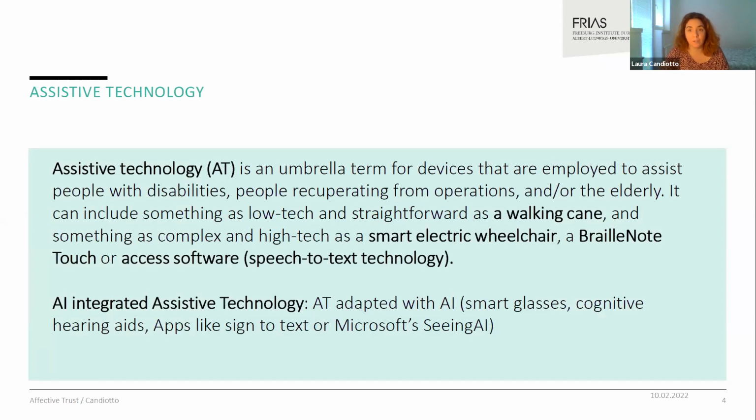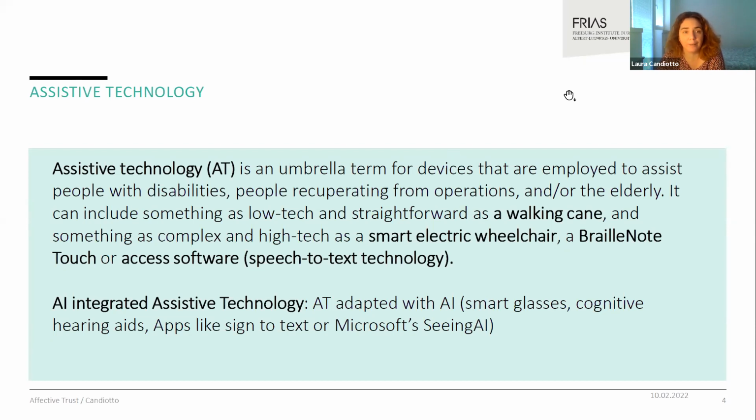Assistive technology is a very broad umbrella term, and it refers to all the devices that people with disabilities, the elderly, or people recuperating from operations use in order to fulfill some task. We can think about the simple walking cane, but mostly now we are focusing on very high-tech assistive technology, and especially in recent days, technology adapted with artificial intelligence. We can think about smart glasses and cognitive hearing aids, but it is also very interesting to look at the different apps that can be included in certain devices.